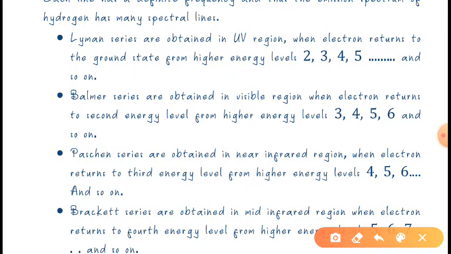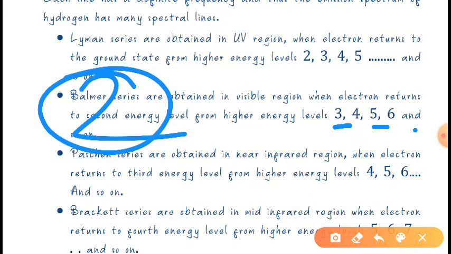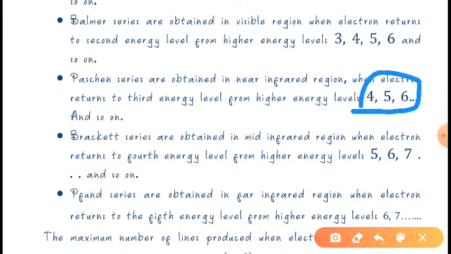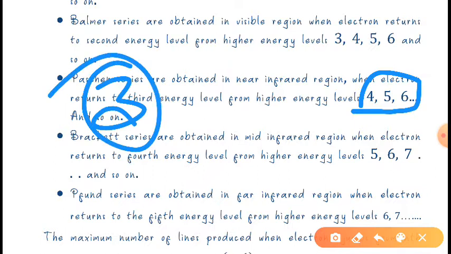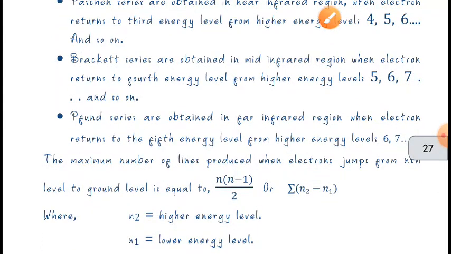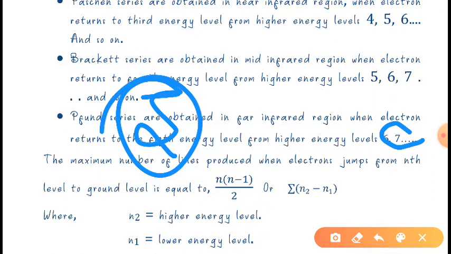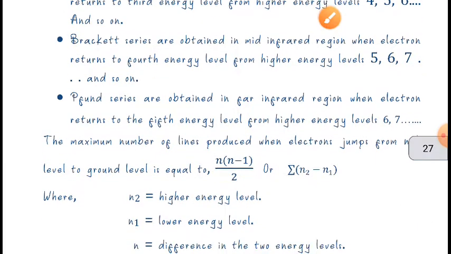Again, when it is jumping from 3, 4 to the second energy level, at that time we obtain Balmer series, which will be in the visible region. And after that, when it jumps from 4, 5 and 6 to the third energy level, then we obtain Paschen series, which will be in the infrared region. Again, if it is jumping from 6, 7 to infinity, from infinity to suppose 5, so it will be Pfund series. So I hope all of you have understood this.